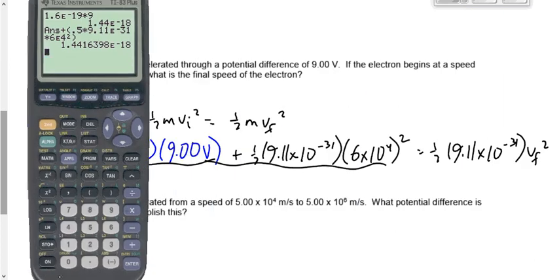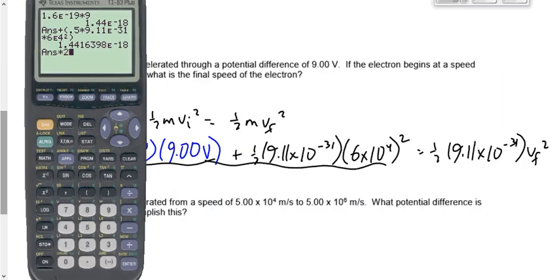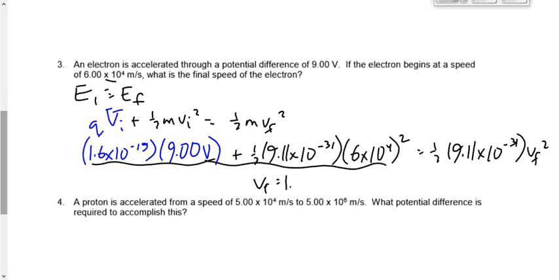Now, let's take the half over by multiplying by 2. Let's take the 9.11 over by dividing by that value. And we're not quite done, but now what do we got to do? Square root it. We end up getting a value of 1.78 times 10 to the 6 meters per second. So we were going 10 to the 4, now we're going 10 to the 6. Does that seem reasonable? We sped up, right? Makes sense. See, charged particles speeding up. It's now going 10 to the 6 meters per second.